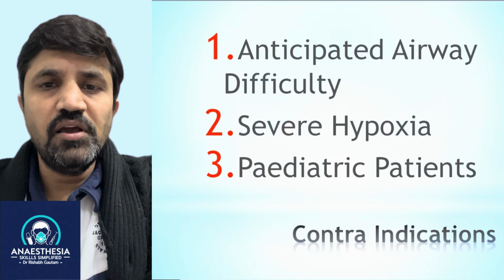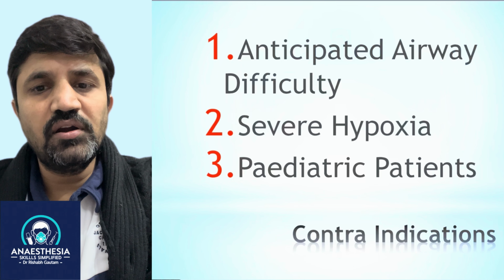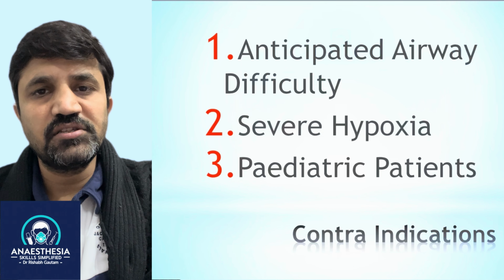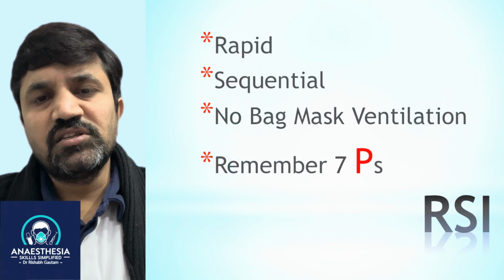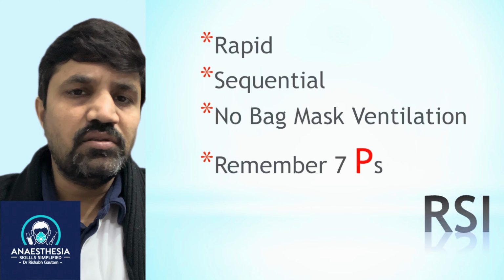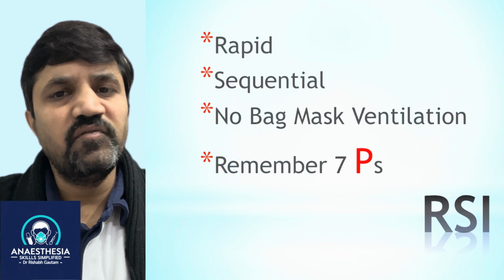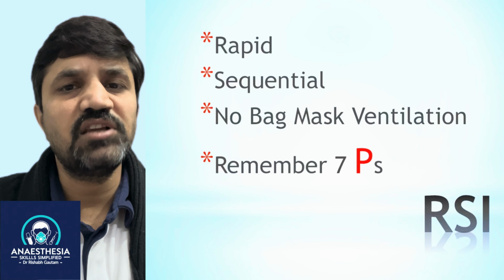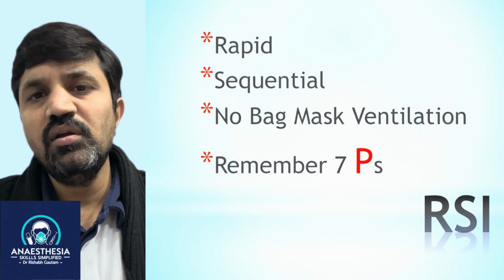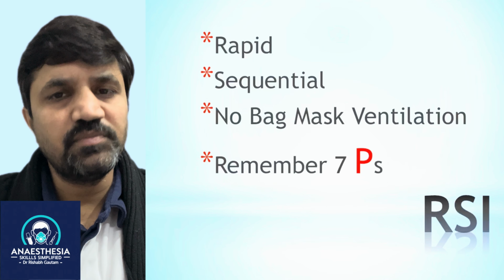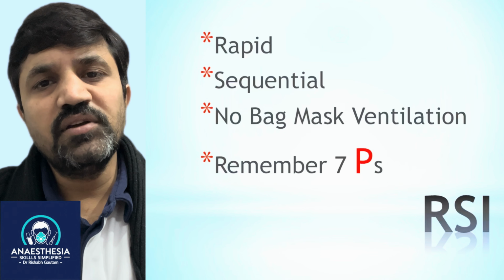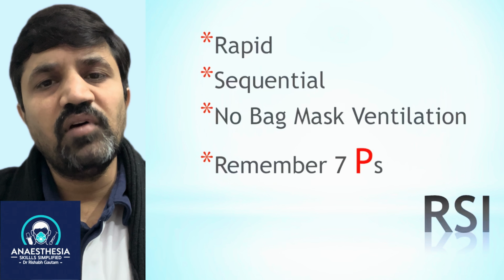Contraindications of RSI are anticipated difficult airway, severe hypoxia, and pediatric patients. So let's come to the core concept of RSI. The core concept is very simple. Its name suggests it's rapid, it's sequential, it follows a protocol, and the protocol is to prevent pulmonary aspiration. And to understand this, you have to understand the 7 P's of RSI.